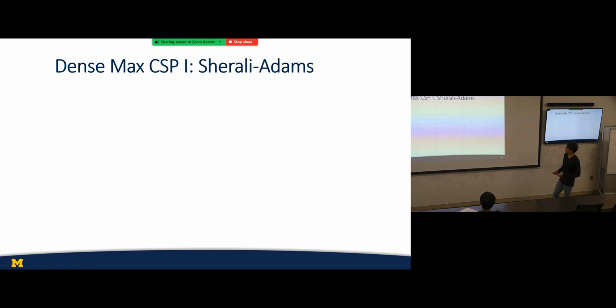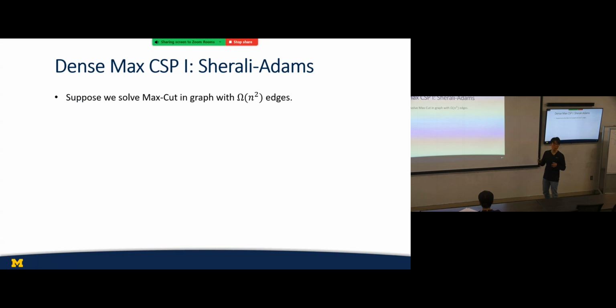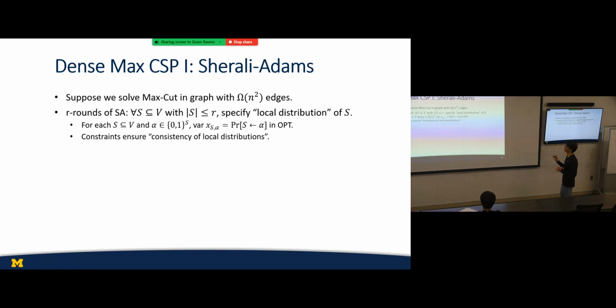Okay, so let's take a slight detour and let me tell you how to achieve the Max CSP PTAS in a dense instance using the convex hierarchy, at least the Sherali-Adams hierarchy. Suppose, just for concreteness, that we are solving Max Cut in a graph with Omega(n squared) edges. I'm not going to formally define the Sherali-Adams hierarchy, but it is basically this. For any set S of R vertices, and for any possible assignment alpha to S, I'm going to have a variable called x sub S alpha, which is supposed to mean the probability that S gets alpha in the distribution of optimal solutions. That's the intended meaning of the Sherali-Adams variables.